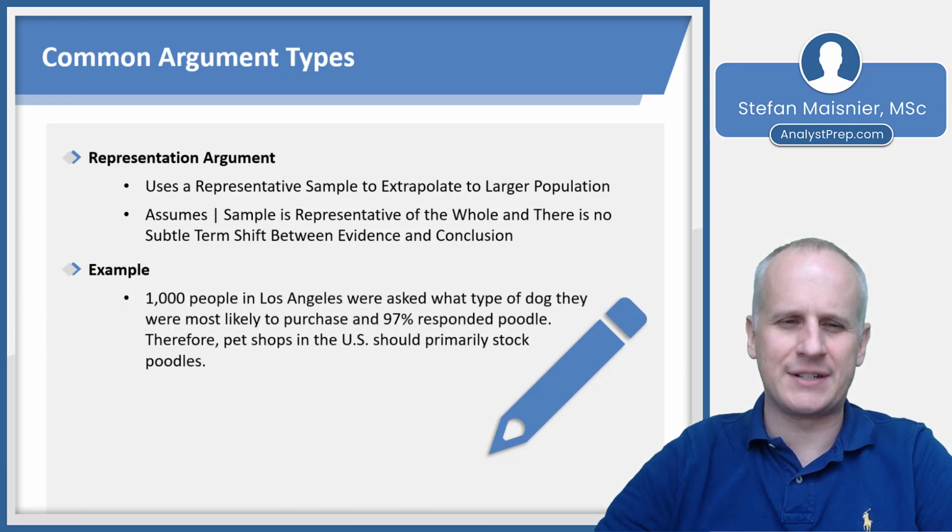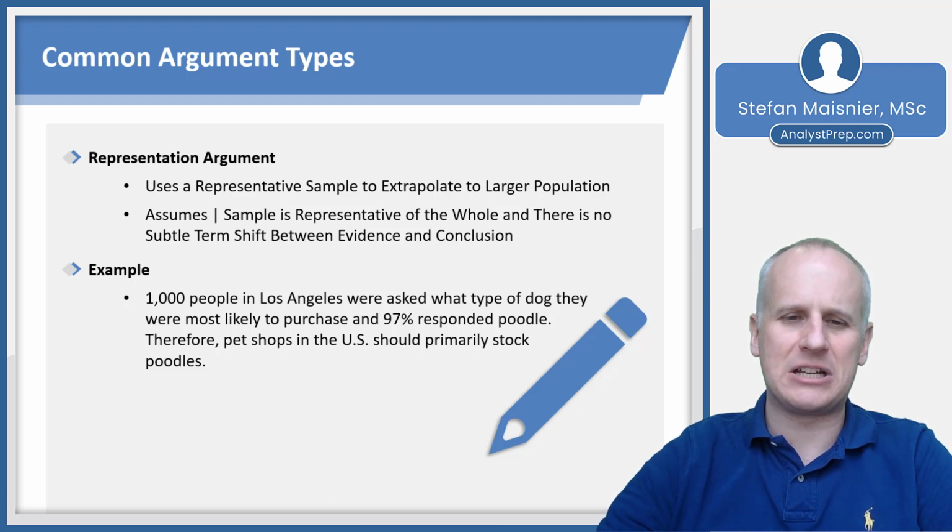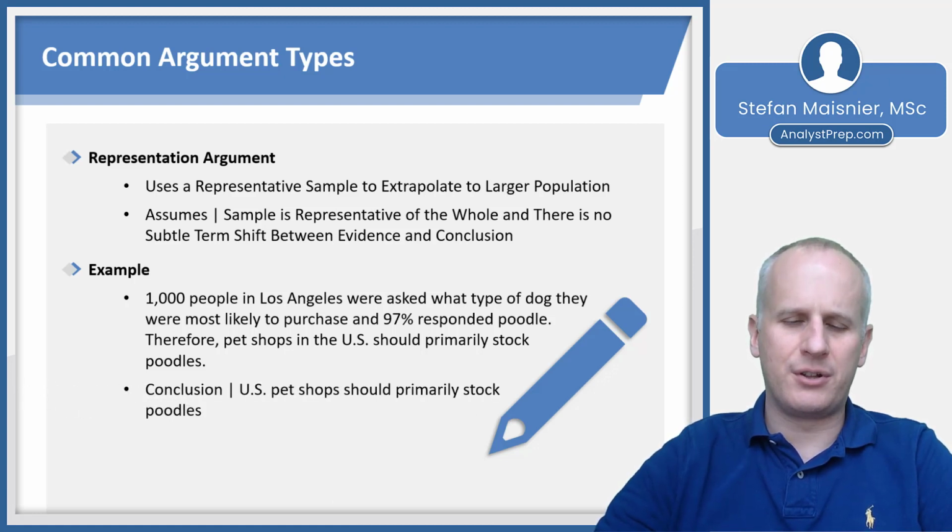So let's take a look at another example. 1,000 people in Los Angeles were asked what type of dog they were most likely to purchase, and 97% responded poodle. Therefore, pet shops in the United States should primarily stock poodles. So, the conclusion is that US pet shops should primarily stock poodles. Simple enough.